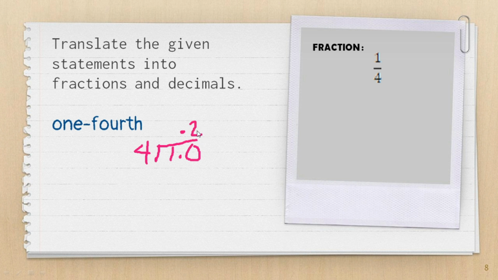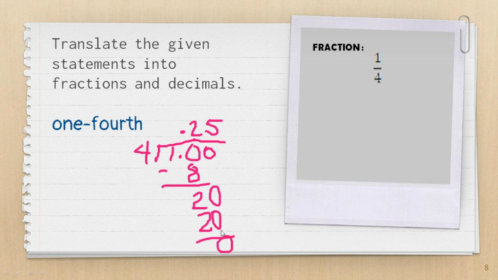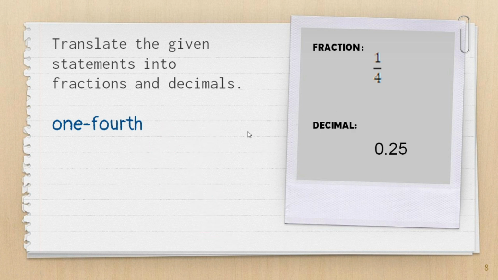Correct? So, 2 times 4, that's 8. 10 minus 8, that's 2. And then, dagdag tayo ng 0. Baba natin si 0. 20 divided by 4, that's 5. And then, 5 times 4, that's 20. So, meaning to say, we have 0.25 for decimal. Okay? Pero, kagaya ng sinabi ko sa inyo kanina, pwede nyong gawin na si 4 ay gawin nating 10 or 100 or 1,000. So, depende sa atin. Try natin. So, I have your 1 over 4.